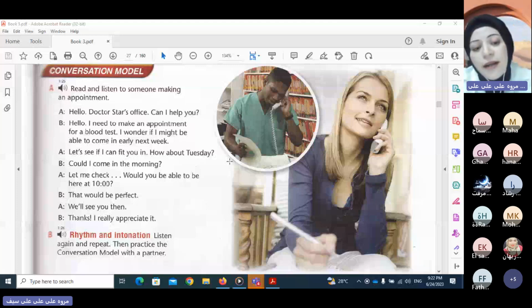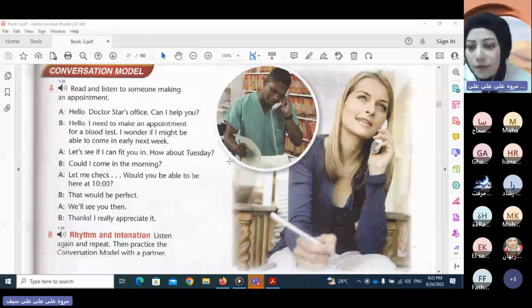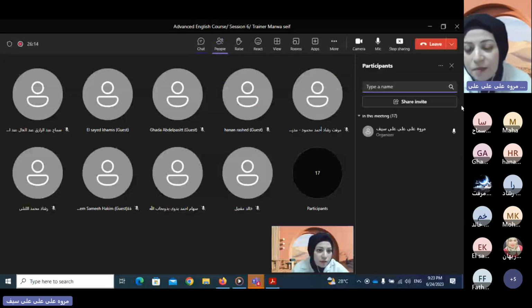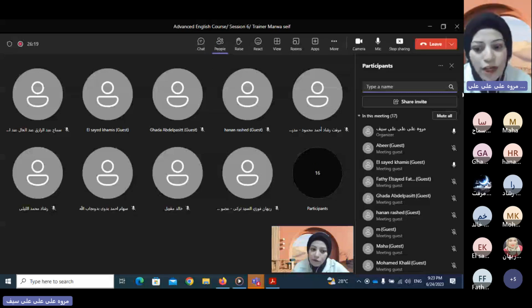Okay, so now for practice, I need pairs to practice the conversation model. So let me check raised hands. Raise your hand, please. Participants, I need everybody to share today. Practice, practice, practice. Practice makes perfect. So no raised hands. Nobody wants to share.